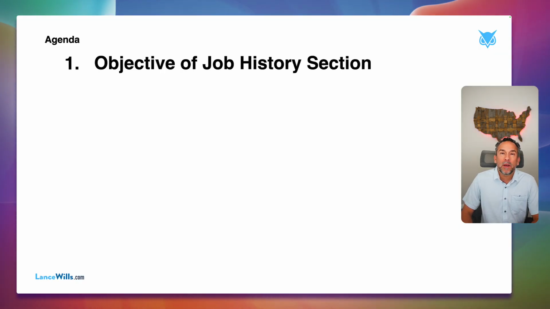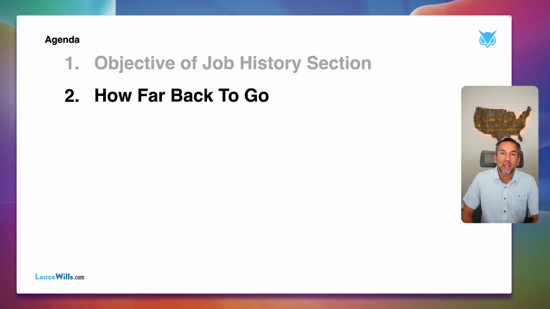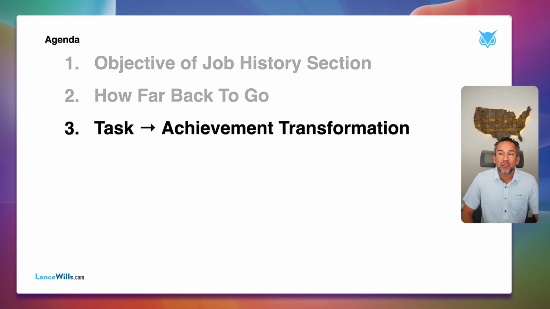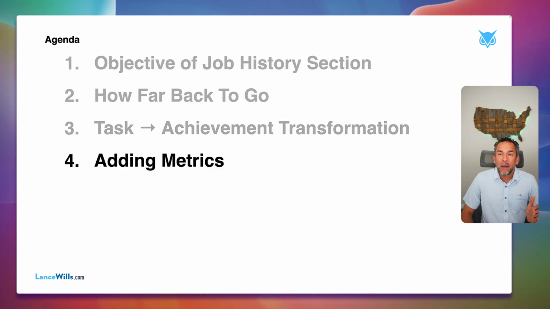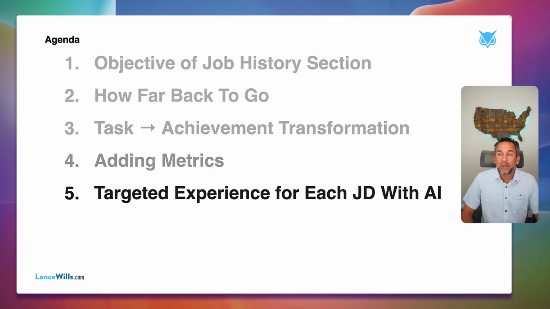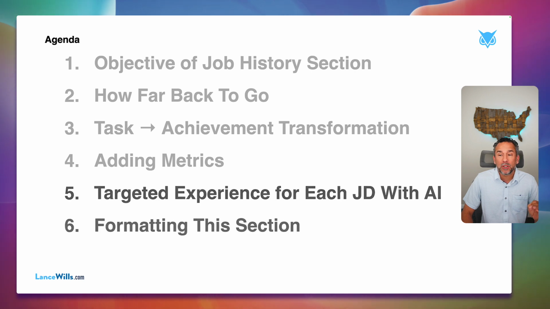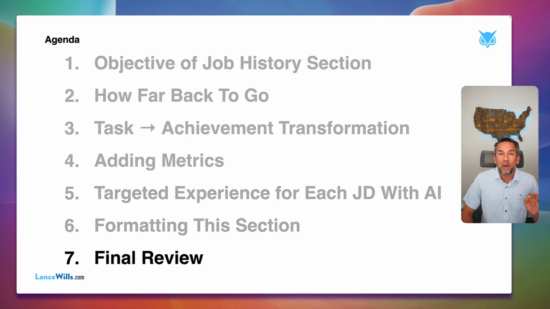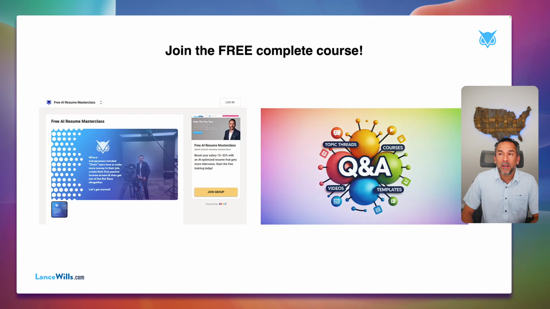First, we're going to talk about the objective of the job history section, how far back to actually go in your professional history. We're going to talk about task to achievement transformation, and how to document that, adding metrics, targeted experience for each job description, formatting this section, and then final review. So let's go ahead and get started.